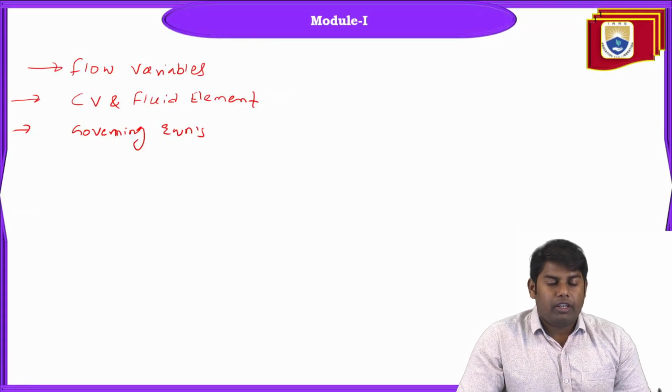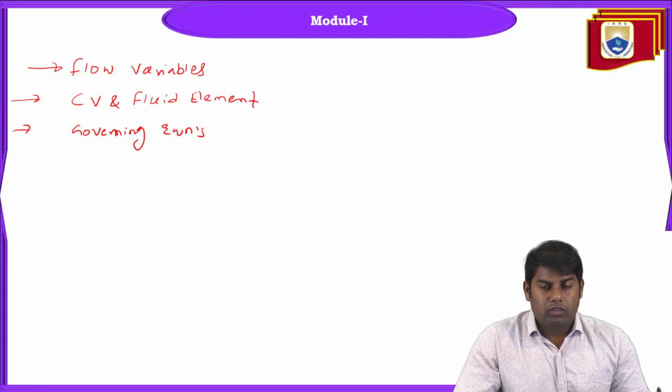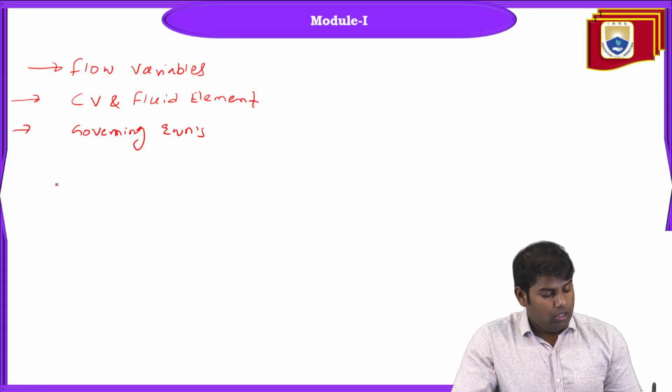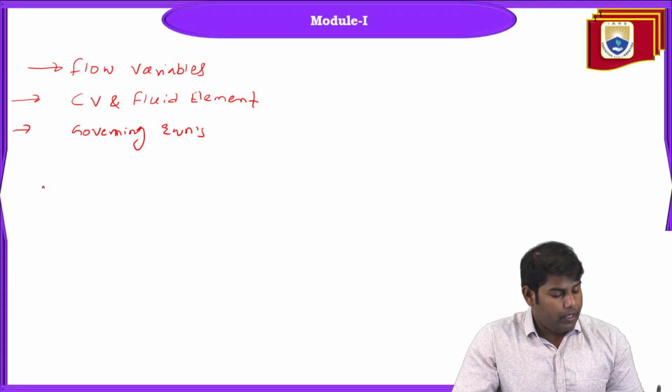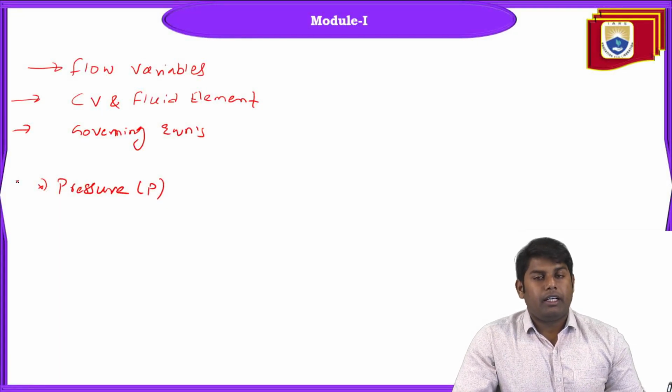So for the definition terminology, first we need to see what a flow variable is. What are the flow properties available for the fluid flow? That is the first thing which we need to know. The flow properties are basically pressure P. So pressure P is an intensive property.